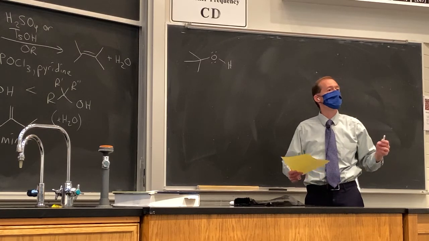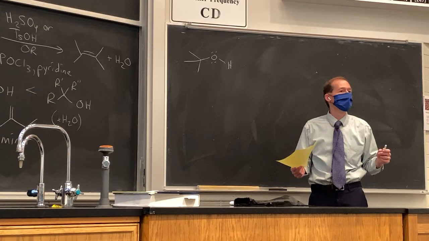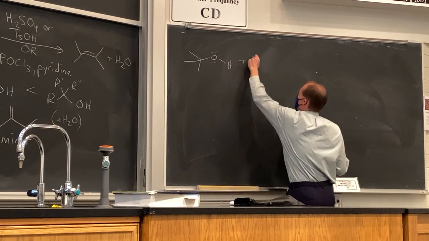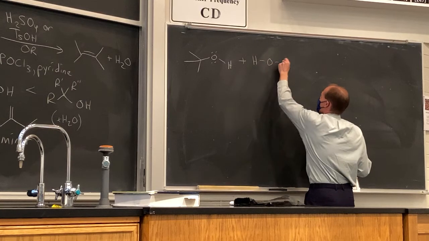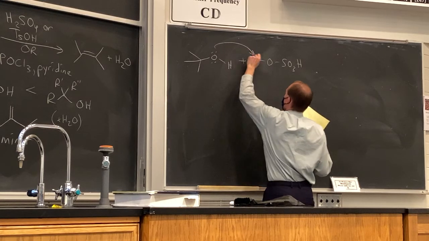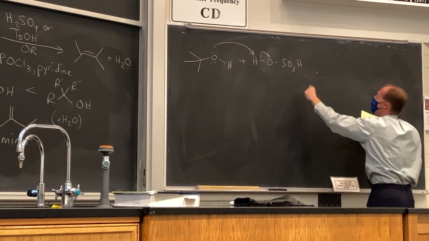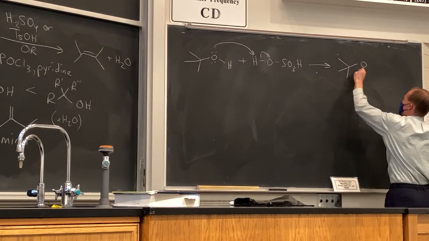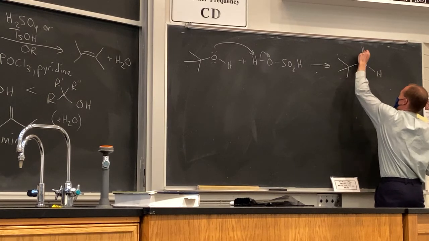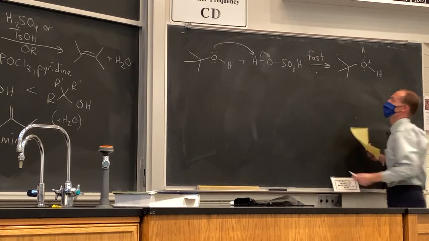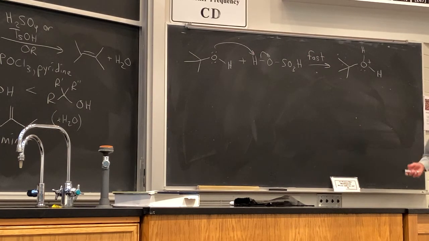But this is going to be a little bit different than the E1 reaction we learned in chapter 8, because we have a poor leaving group. So our first step, I'm just going to draw out part of the sulfuric acid structure, is going to be protonation of our alcohol. That's going to give us an oxonium ion, the conjugate acid of an alcohol, and that's going to be very fast. All we're doing is transferring a proton from one oxygen to another. That's going to occur very, very rapidly.